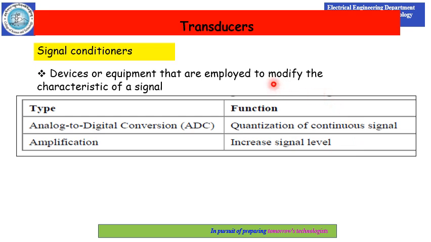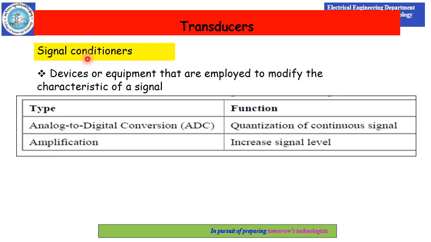Quantization in mathematics and digital signal processing is the process of mapping input values from a large set, often a continuous set, to output values in a smaller set, often with a finite number of elements. So, ADC is used for the quantization of a continuous signal.